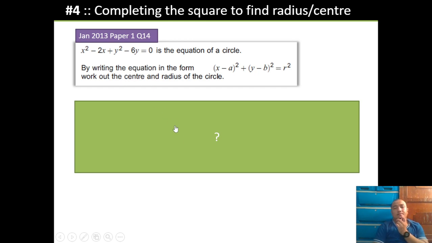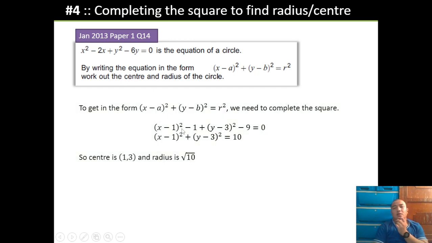Find the center. x minus 1 quantity squared minus 1 plus y minus 3 quantity squared minus 9. So it becomes standard form, from general to standard. From standard form, you can now see the radius and the center. (1, 3) is the center, radius square root of 10.